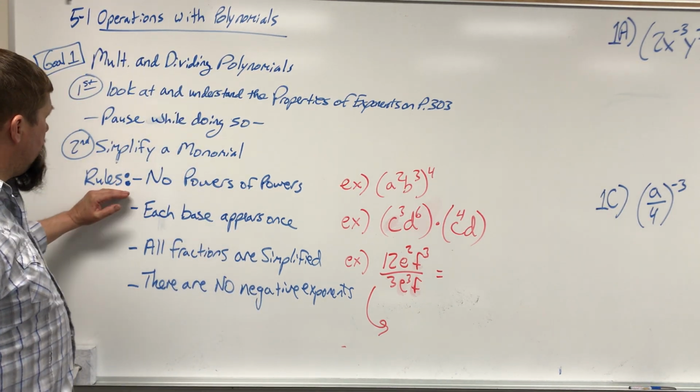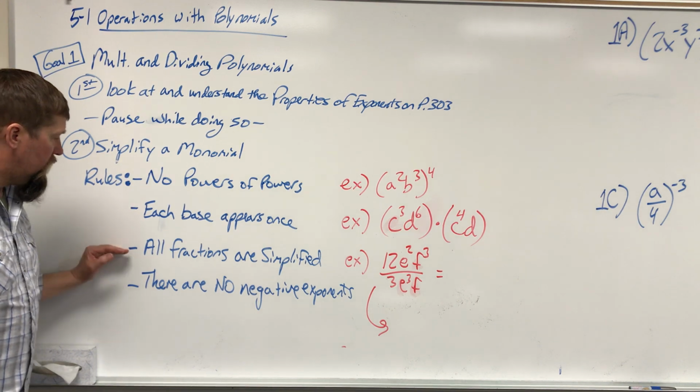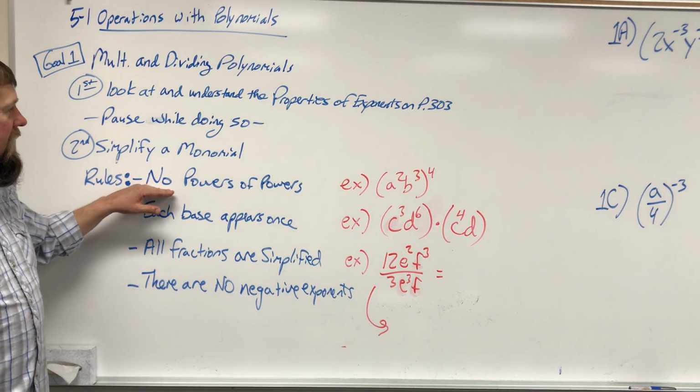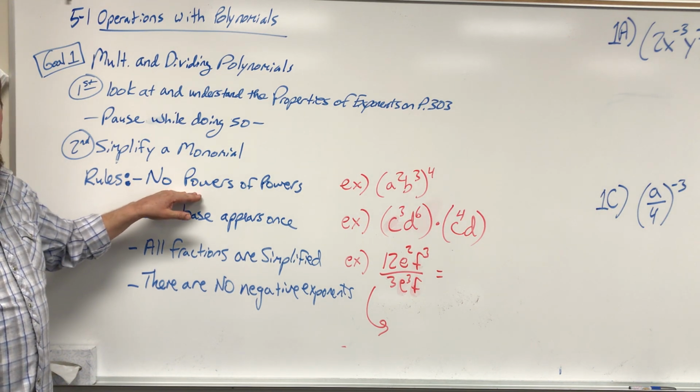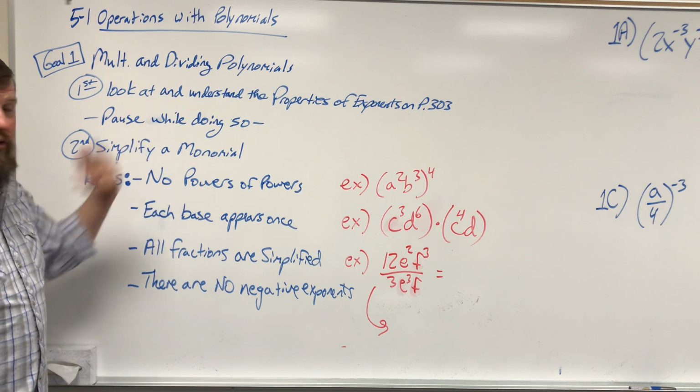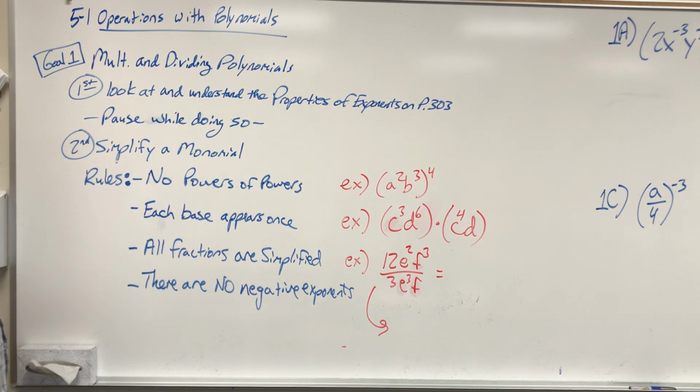Now, when simplifying a monomial, these are 4 rules that you need to know. You need to know that you can't have a power of a power. Okay, you cannot have a power of a power. You should know what that is because you just looked at that on the properties of exponents.